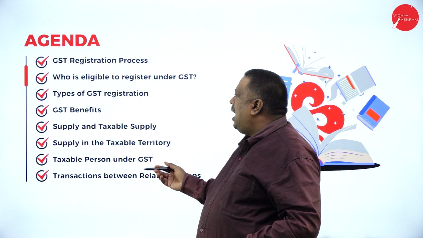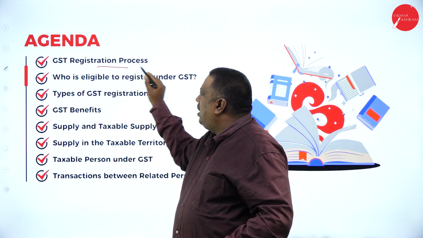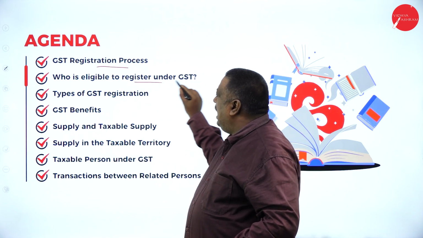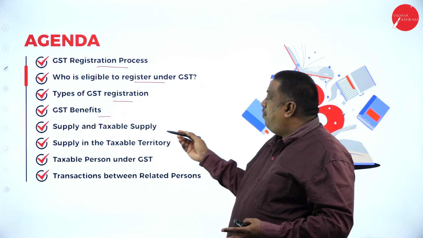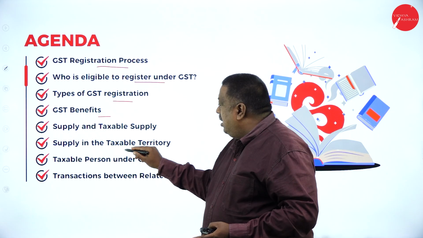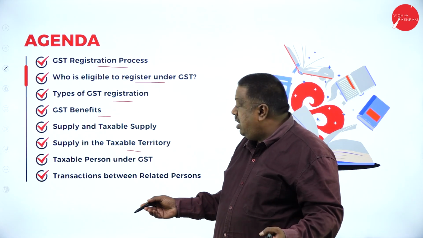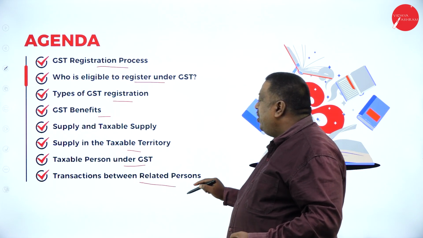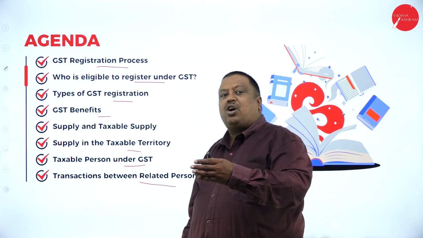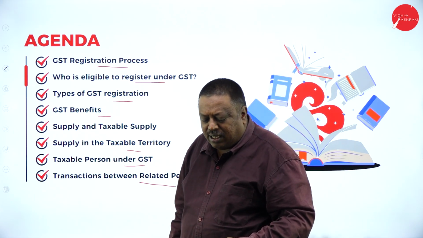In this session, as I said, we're going to have the registration process, who is eligible, what are the types of registration we have, benefits, supply and taxable supply, supply in the taxable territory, and even taxable person under GST, and transaction between related person. These are the major concepts we are going to discuss.